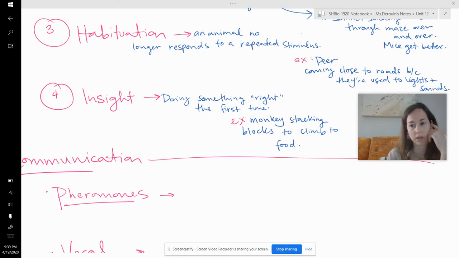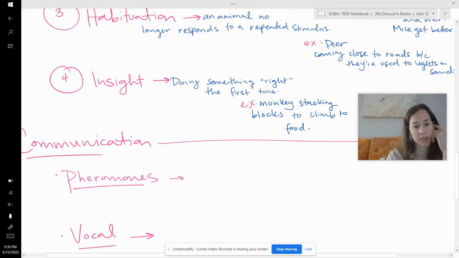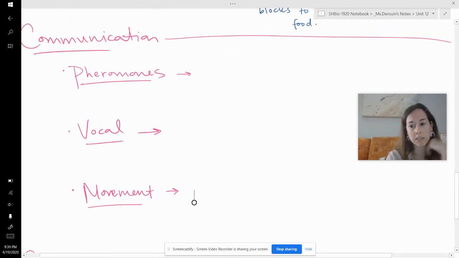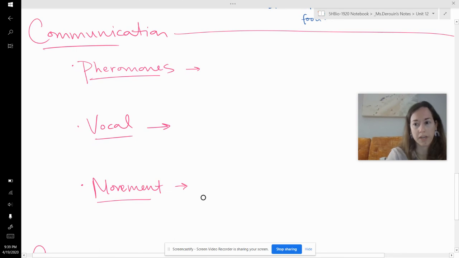Okay, so now I just wanted to talk really quickly about some different communication behaviors because whether you've thought about it that way or not, communication actually is a behavior that animals, including us, do. We're very vocal in our communication, and other animals are less vocal. So I want to talk about some of those.